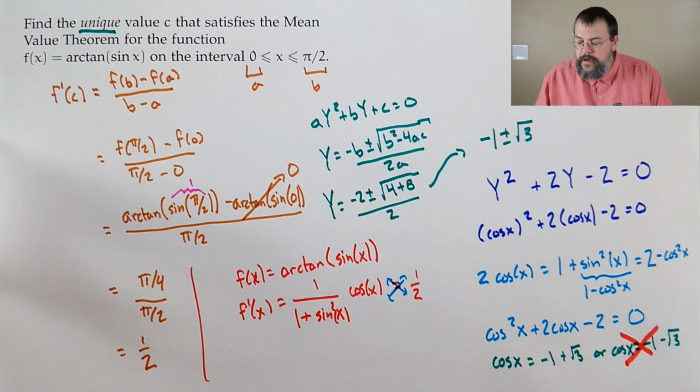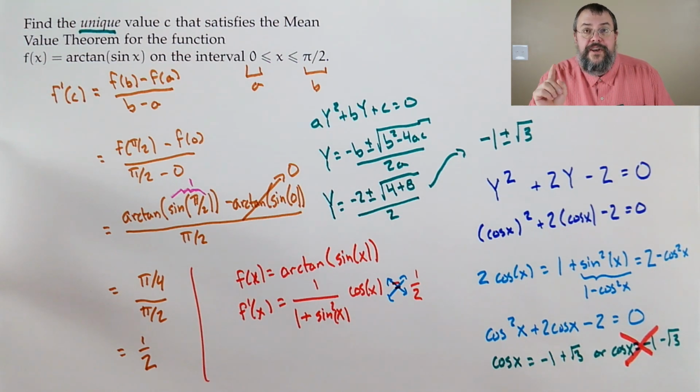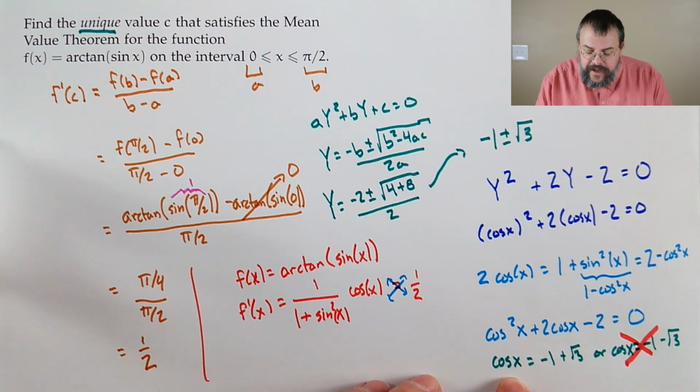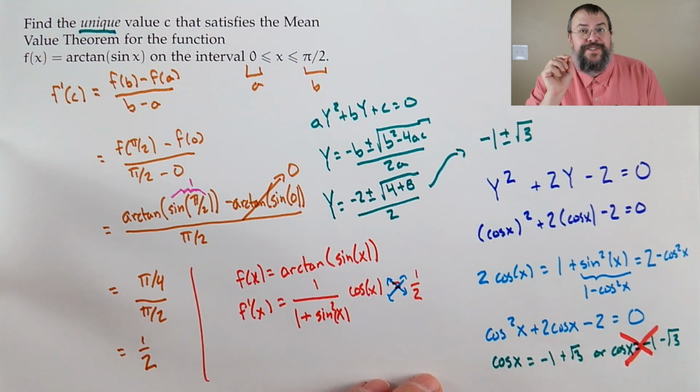Now, you might say, uh-oh, what about negative 1 plus root 3? Well, the good news is root 3, it's 1 point something or other. I know that's very vague, but I think it's like 1.7 something. And so negative 1 plus root 3 is between negative 1 and 1. It's actually between 0 and 1. So that one's perfectly fine. And in fact, we've now come to the conclusion that the point we seek satisfies the cosine of that value is negative 1 plus root 3. Now, we're not done, but we're so close.